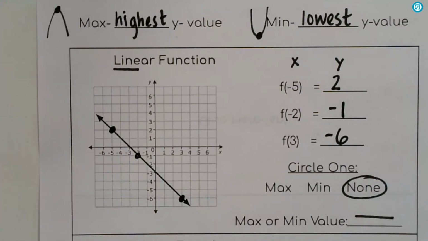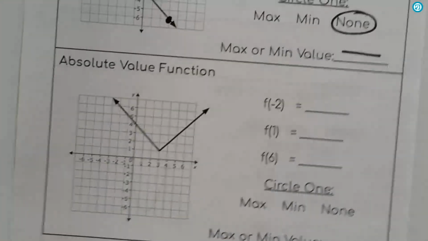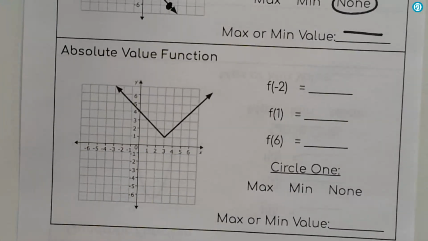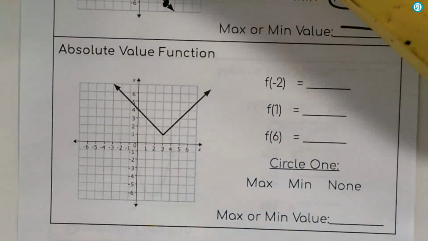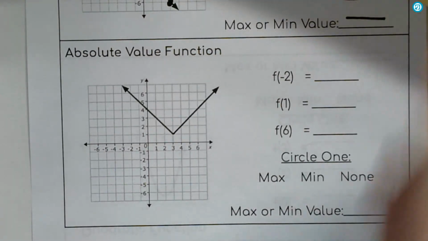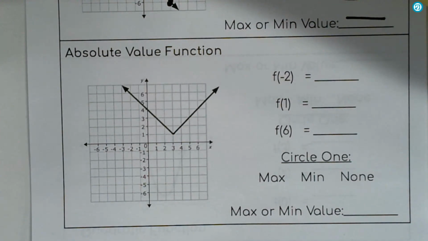Any questions about that guy? Hey, let's look at our next one then. We've got an absolute value function. So we're going to be seeing absolute value functions later in this unit as well. Absolute value functions are V-shaped. They can be V-shaped this way or this way. They can be upside down or right side up, but they are V-shaped. So if you want to put a note to yourself, V-shaped.